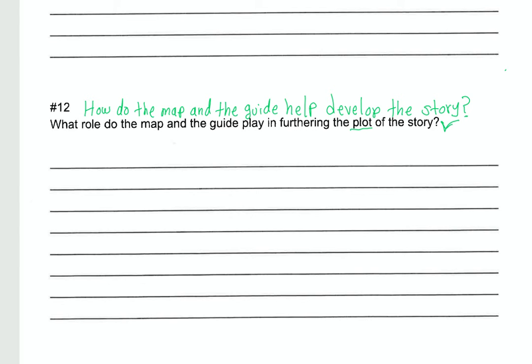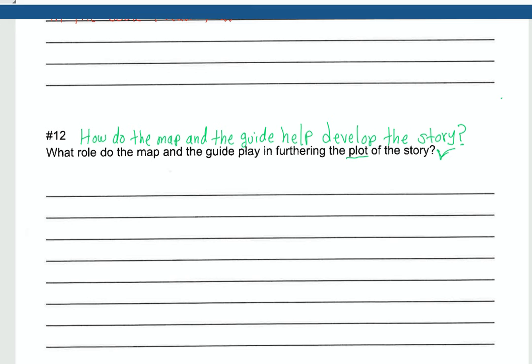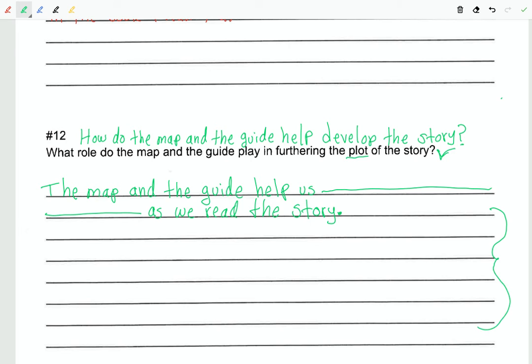Okay, so we could say, let me grab my pencil. Okay, so here we go, pencil. So we could say the map and the guide help us blank as we read the story. And then give me at least 2 or 3 more sentences here explaining why you think that the map and the guide help us in that way.